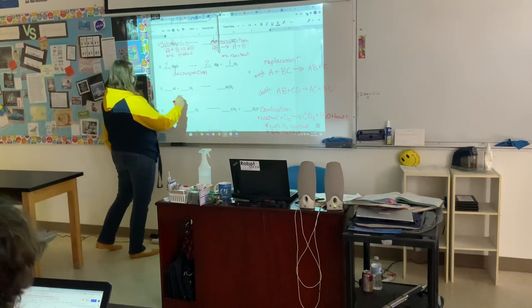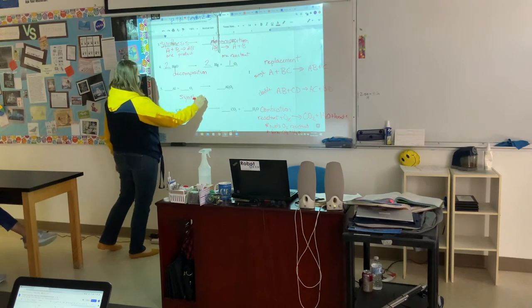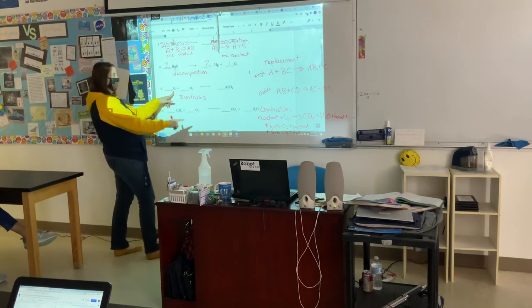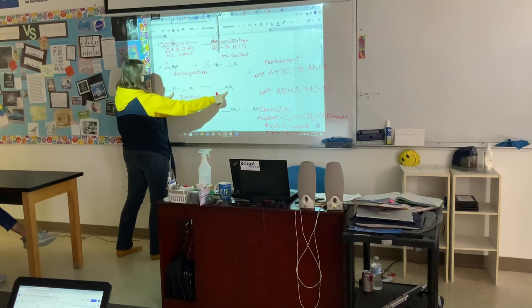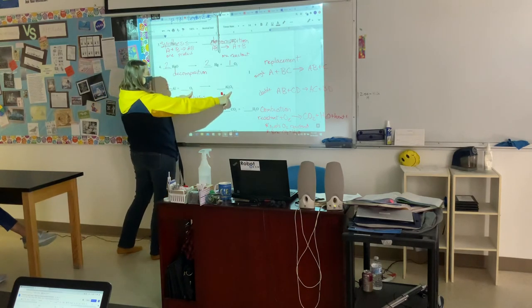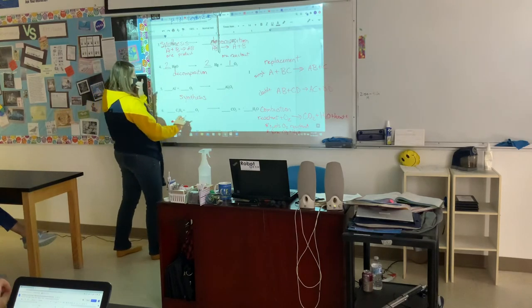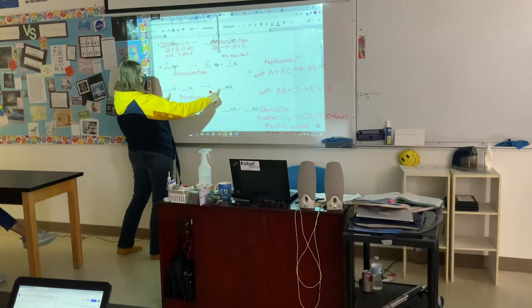Number 5. Okay, we see that it's synthesis because we have one product. How do we balance this? Al? Well, I have two Als, one Al, put a 2 in front. The 2 in front of here. How do I get the O's? Oh no, that's not gonna work. O's don't balance. So let's try it this way.